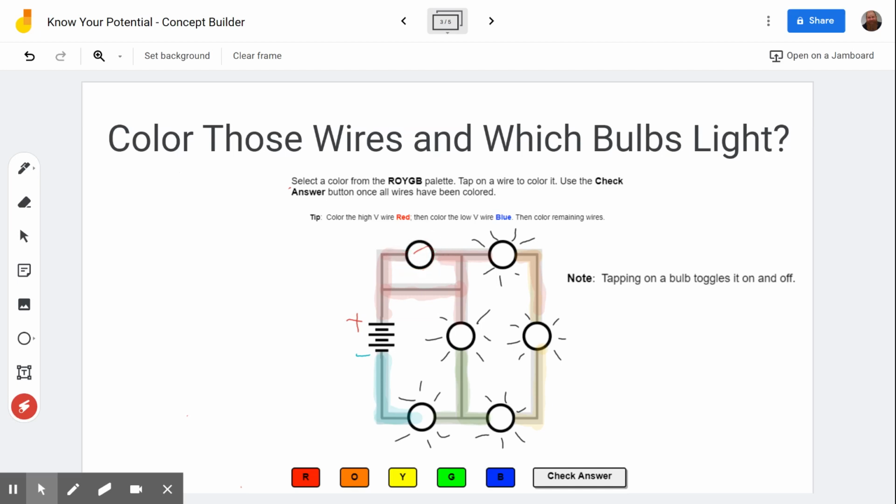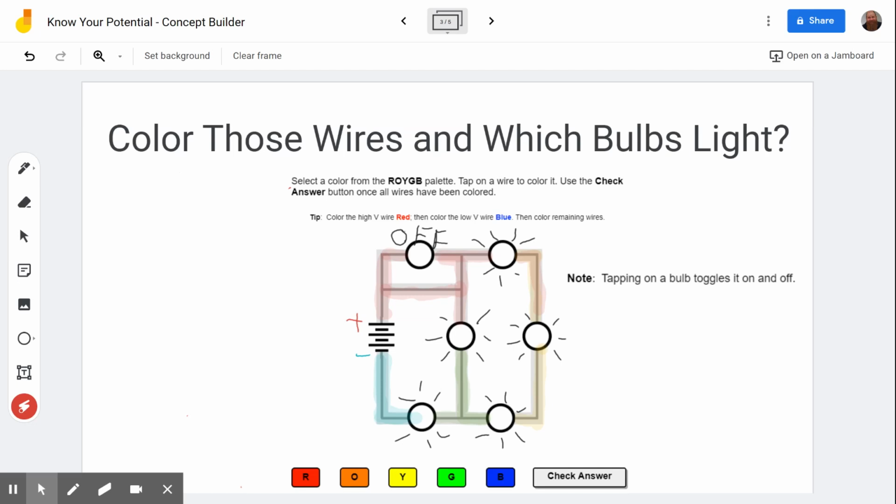But this one up here, neither side is being pushed any more than the other side. You could say both sides have the same amount of pressure pushing against them. So the electrons don't flow through this, and therefore this light will remain off. You don't actually write off, you just leave it unlit. Okay? All right, as you can see, when you do it in the thing, tapping on the bulb will toggle the lights on and off. All right, so that's the first two levels of the concept builder.